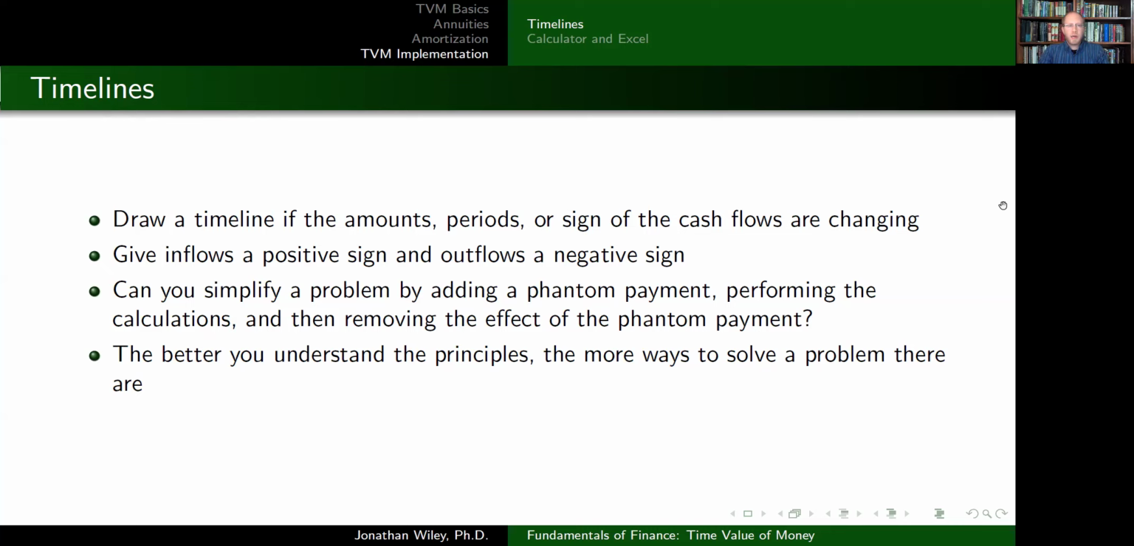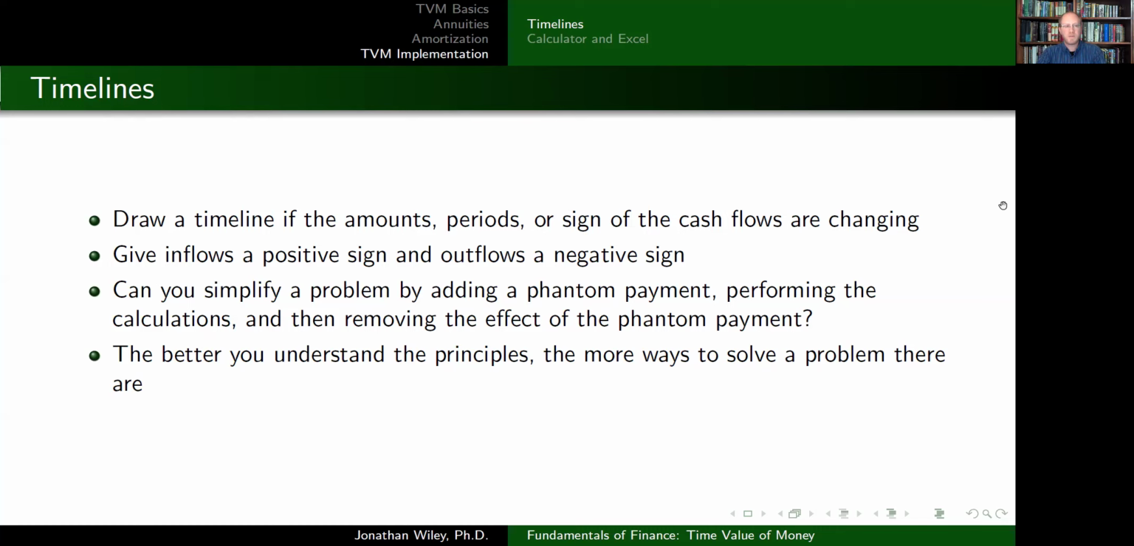Now, as an interesting thought, sometimes you can potentially simplify a problem by adding a phantom payment, converting a series of cash flows into something like an annuity, performing the calculations off of that, and then removing the effect of it. That's a little bit more of an advanced approach, but occasionally it's something to think about. You could add in a cash flow that's not really there if it simplifies everything, and then make sure you just undo the calculation.